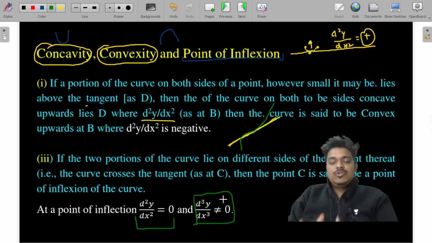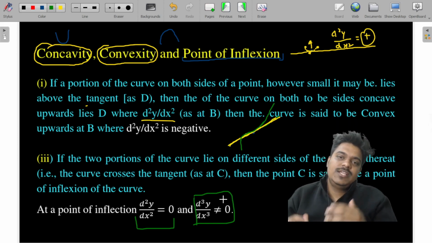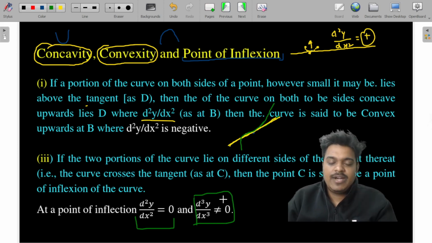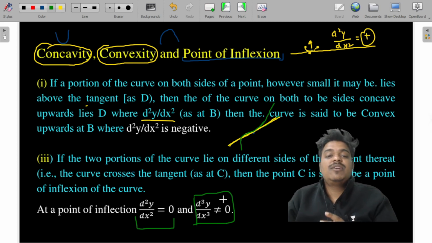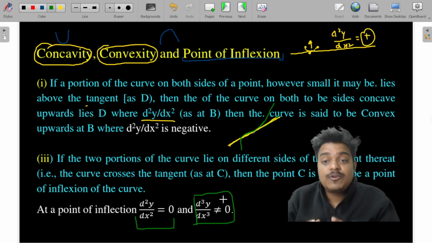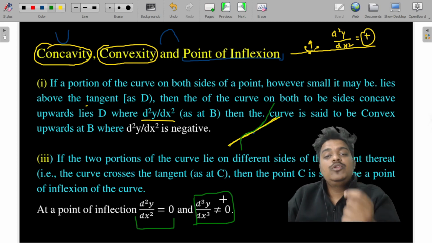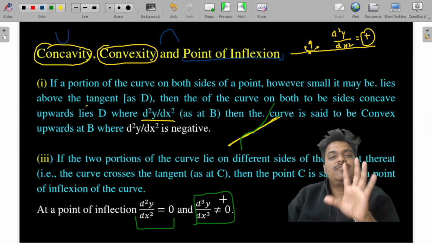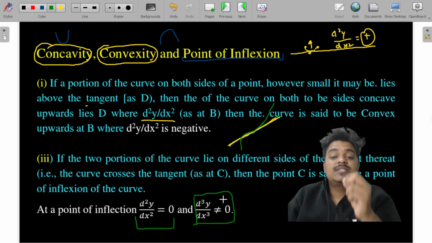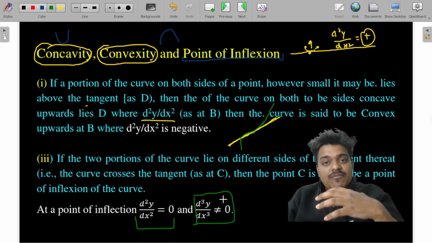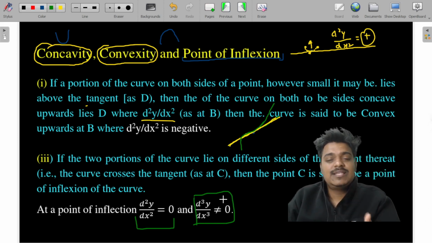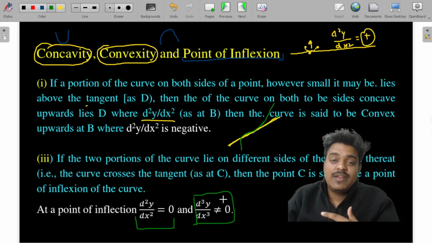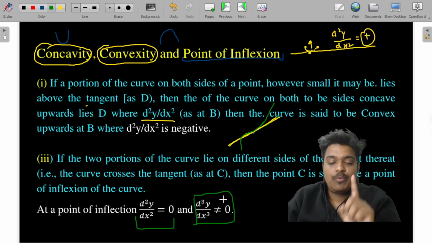See, first you should know how to calculate whether a function is increasing or decreasing. That is done by f dash x or dy by dx or the first derivative. But if you need to check whether this function is concave upwards, convex upwards, or there is a point of inflection, then you calculate d2y by dx square. If it is coming out to be positive, the function is concave upward. If it is coming out to be negative, the function is convex upwards. And if it is coming out to be 0 and the next derivative is not coming out to be 0, it is a point of inflection.